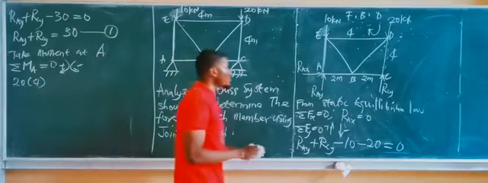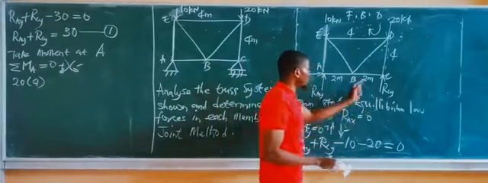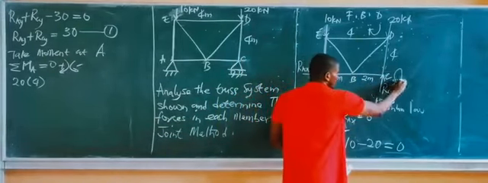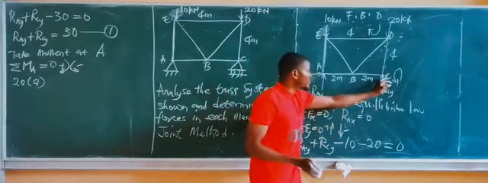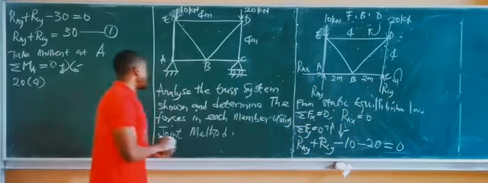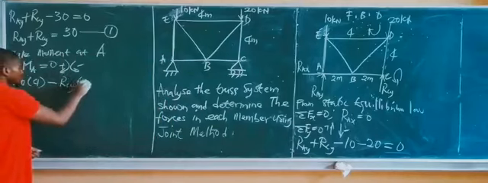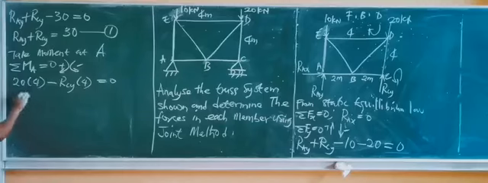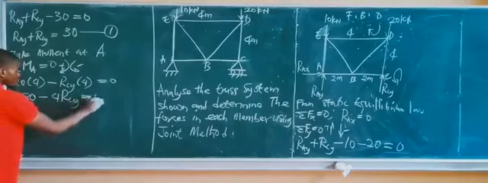So the moment of that force about point A simply becomes 20 times 4. Also, the moment of the force RCY about point A: the force is pointing upwards, so it turns anti-clockwise. The distance from this force to point A is 2 plus 2, that's 4 meters. So the moment is minus RCY times 4, and the sum equals 0. So 20 times 4 is 80, minus 4 RCY equals 0.